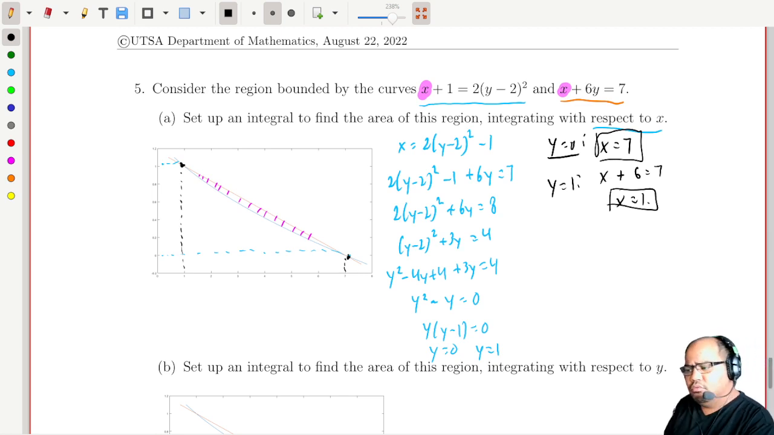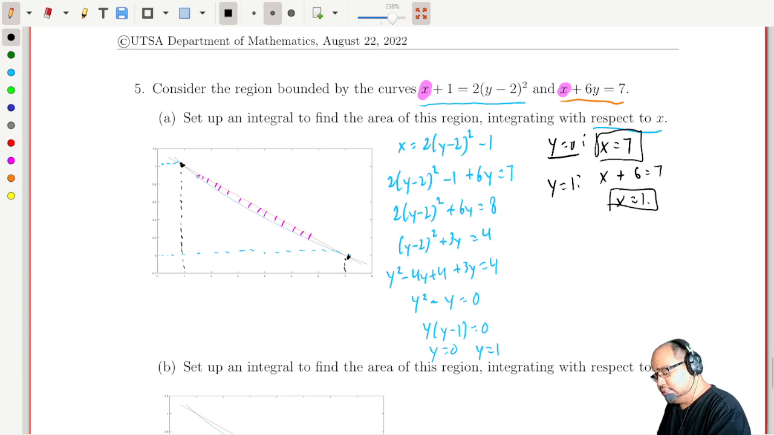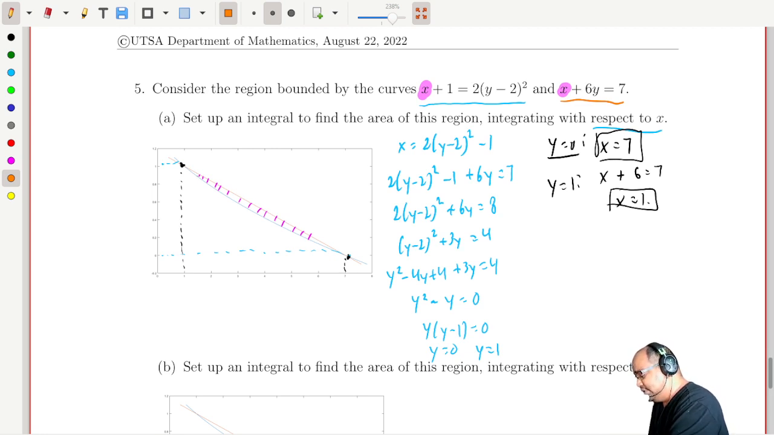Okay. Now, we still have an extra bit of a problem here. The line here is easy to solve for y because we want these to be functions of x. And when we do that here, I will subtract x on both sides and divide by 6. So we'll end up getting y equals 1 over 6 times (7 minus x).